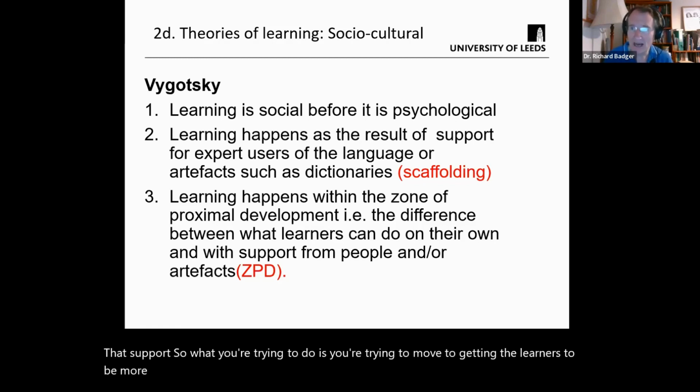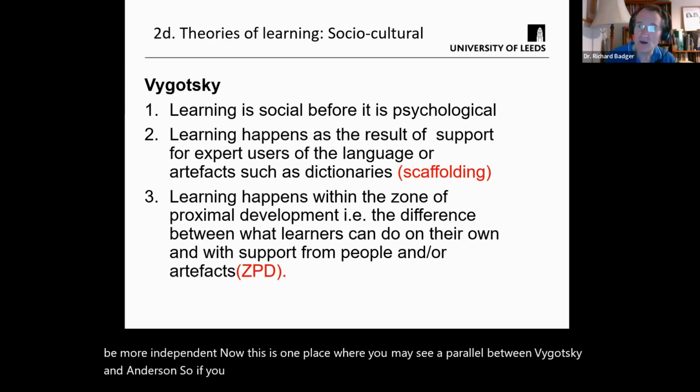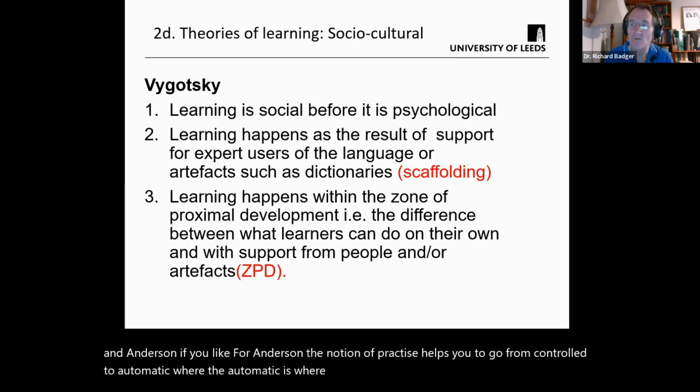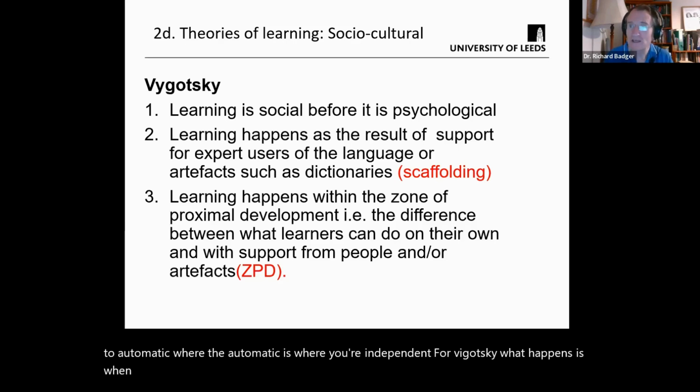Now, this is one place where you may see a parallel between Vygotsky and Anderson. Okay, so if you like, for Anderson, the notion of practice helps you to go from controlled to automatic, where the automatic is where you're independent. For Vygotsky, what happens is when you're practicing with support, then gradually that support is withdrawn, and then the learners are able to do things independently.